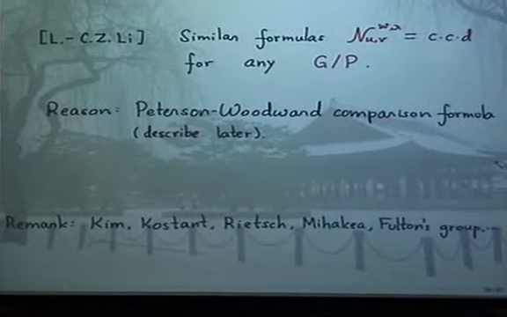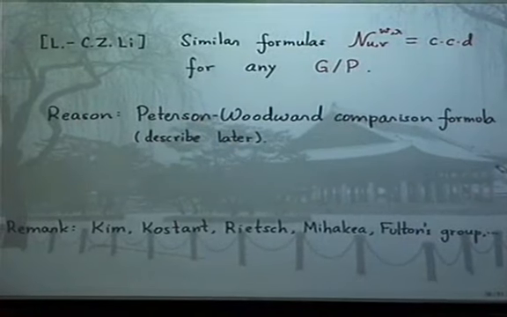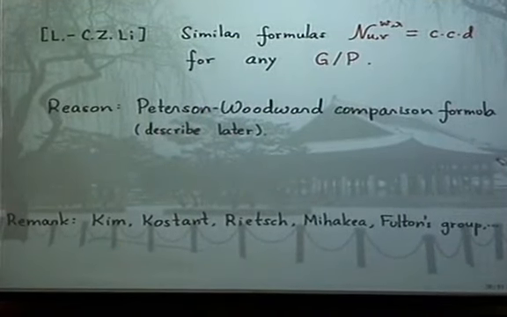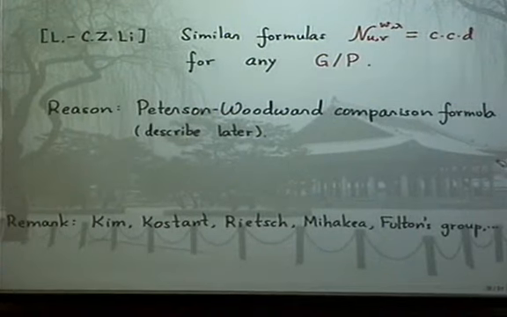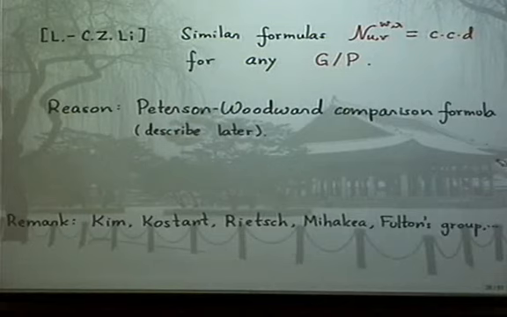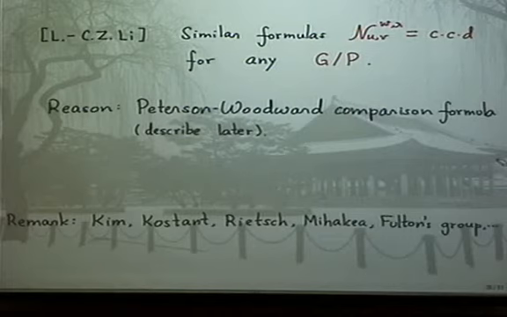Our work starts from the standard framework, G over B, and also works for G over P. The reason is that you don't need to do too much more work, because there's a comparison formula that was conjectured by Peterson and later proved by Woodward, relating the two products. We'll describe that later. There are also many people working on this area.